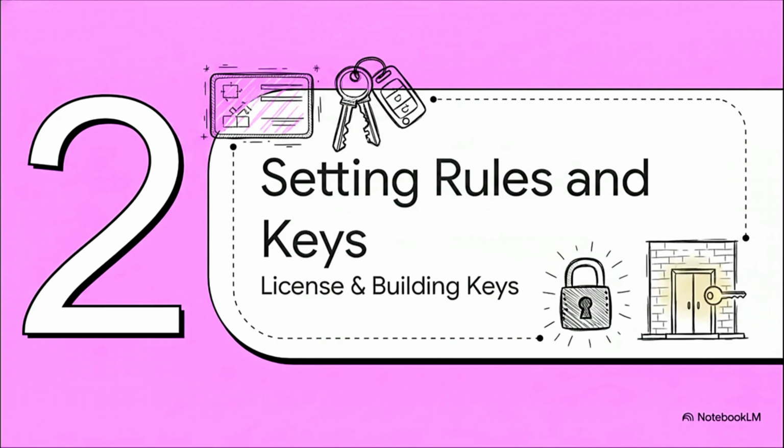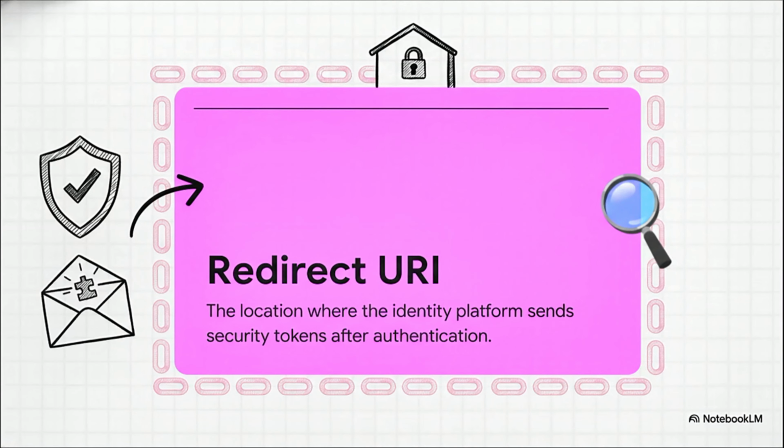Okay, so our app has its ID badge. It exists. But right now, that badge is basically blank. So now we have to actually define the rules of the road for it, and more importantly, give it the keys it needs to get into the building and do its job. First thing we need is something called a redirect URI. Just think of this as a registered secure PO box for the app.